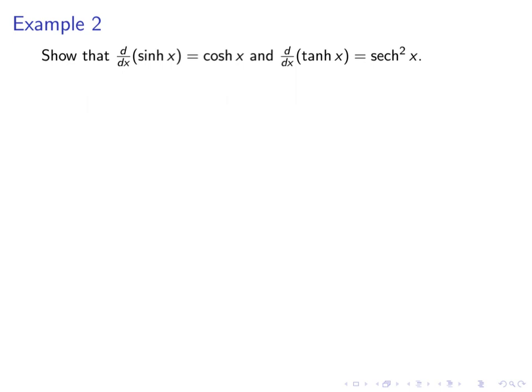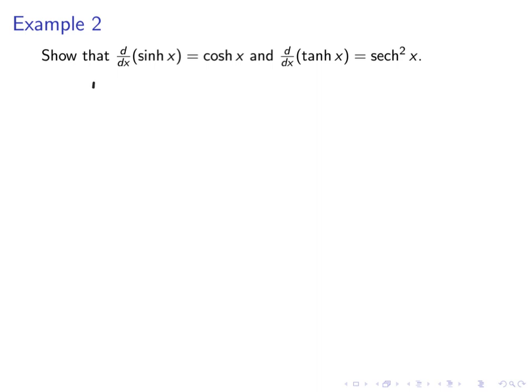Show that the derivative of sinh is cosh and the derivative of tanh is hyperbolic secant squared. Why don't you take a couple of minutes and try this out? Sorry, just to repeat that, in case someone's following along at home later: don't use the quotient rule. I know sinh is e to the x minus e to the negative x over 2, but don't use the quotient rule just because you see over 2. If it's something over a constant, don't do that. Instead, do the following.